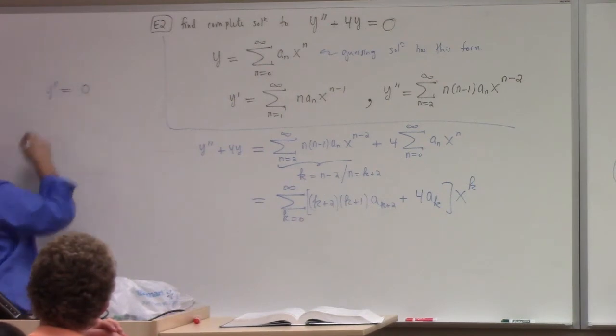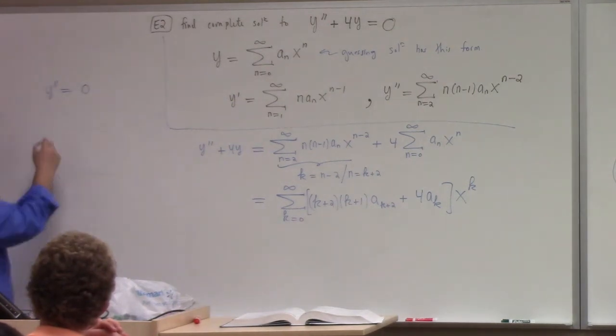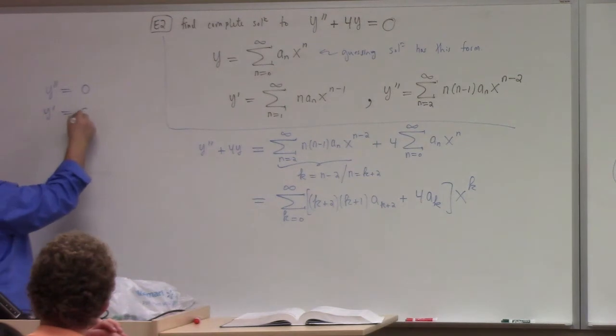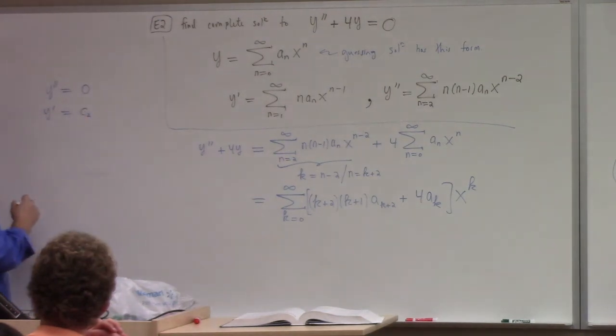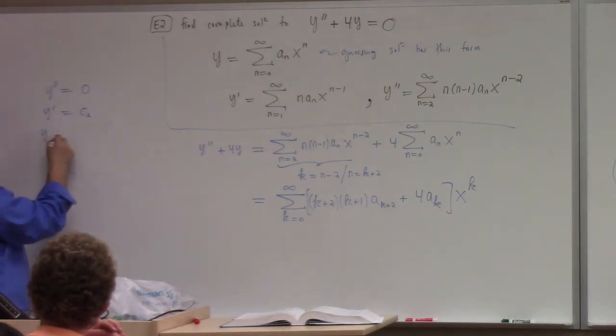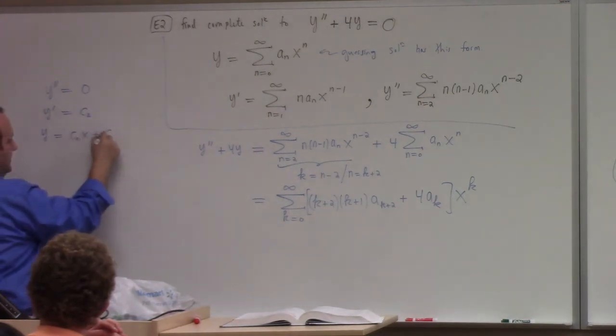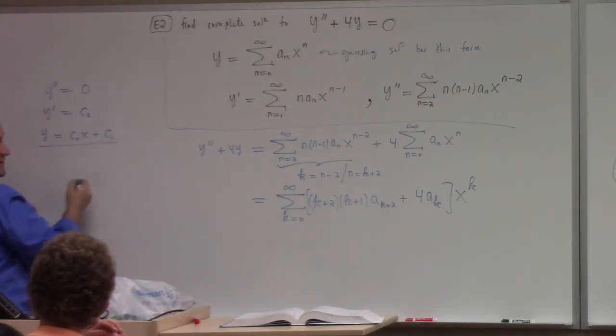y prime prime equal to 0. Integrate one time: y prime equals c2. Integrate again: y is equal to c2 x plus c1. There you go. That's the general solution to that second order differential equation.